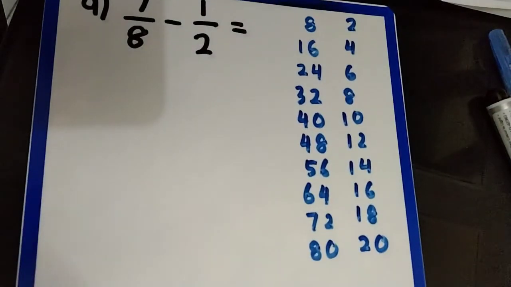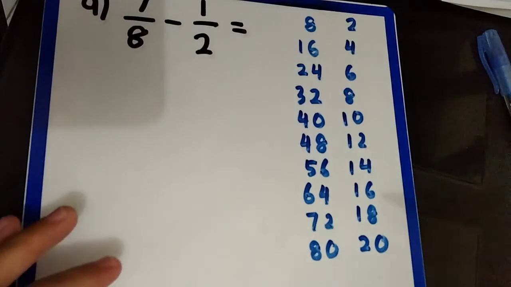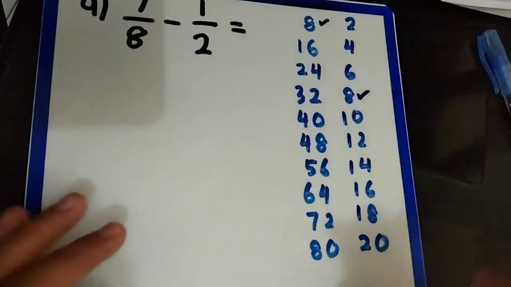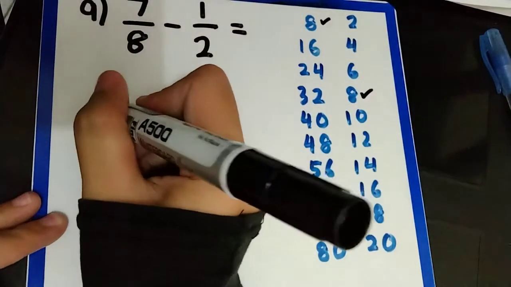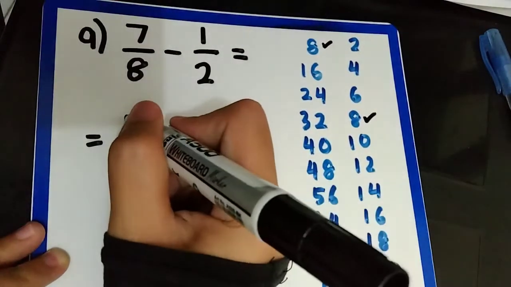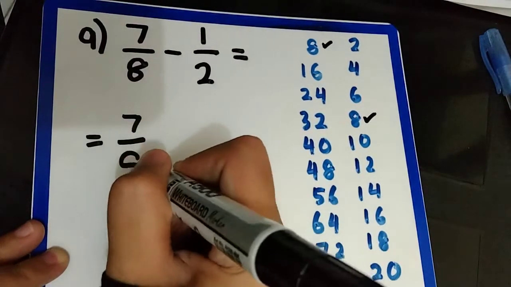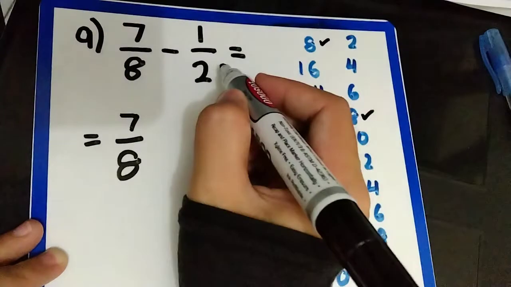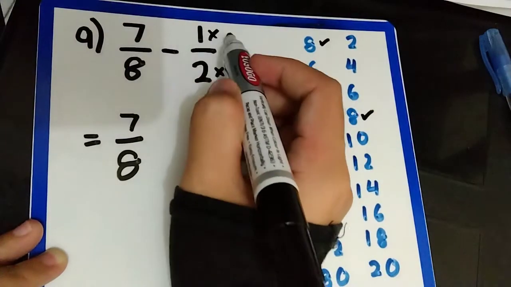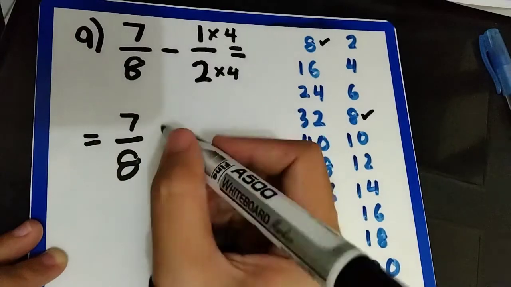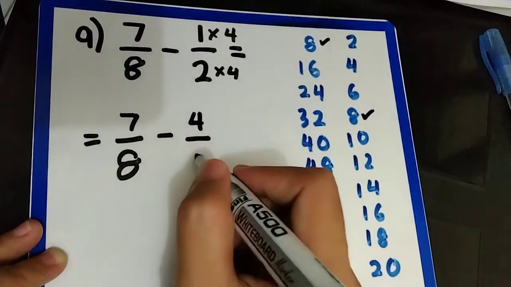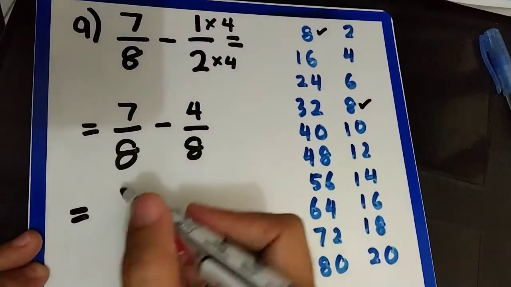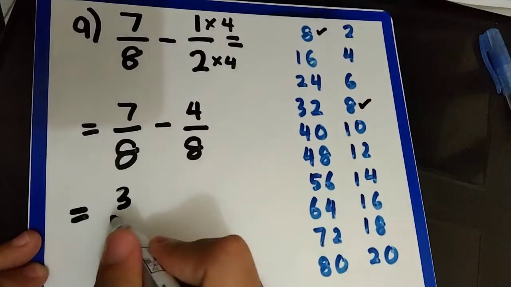So let's look at these two multiplication tables. Which number is the common number that both tables have? It is 8. So this fraction is already using the denominator of 8, so we don't have to change it. 2 times what equals 8? 2 times 4. So when you multiply the denominator by 4, multiply the numerator by 4 also. So 7 minus 4 is equal to 3 over 8.